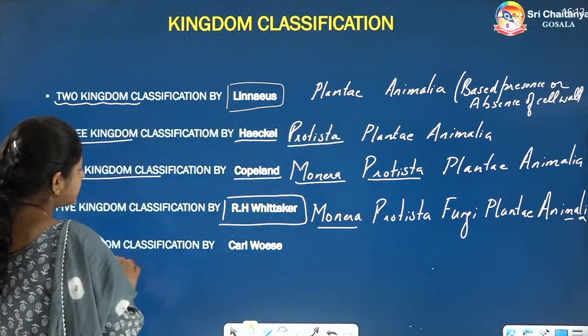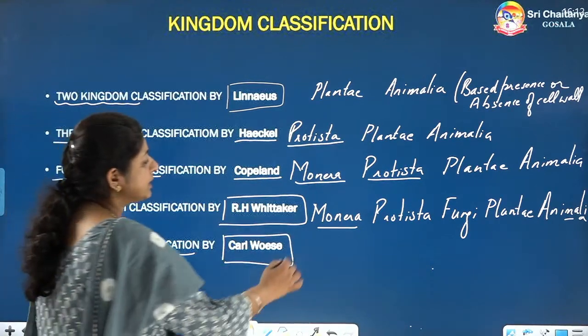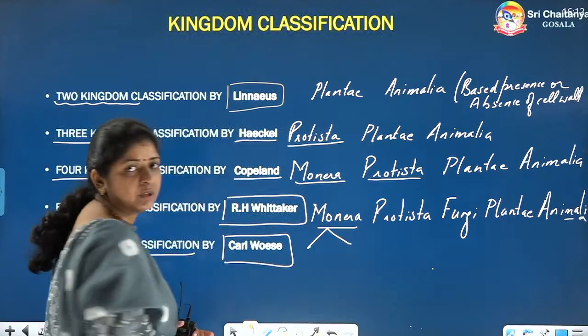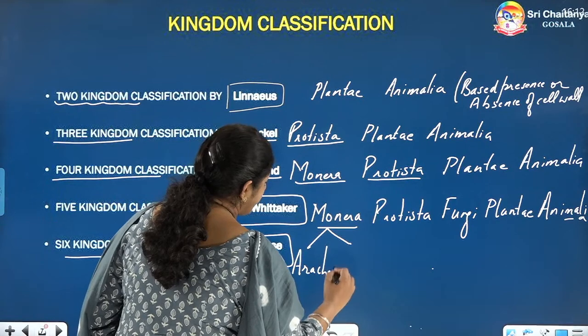Now coming to the six kingdom classification which was given by Carl Woese. Woese further divided Monera into two, where we say Archaea, Archaebacteria is there, separated.